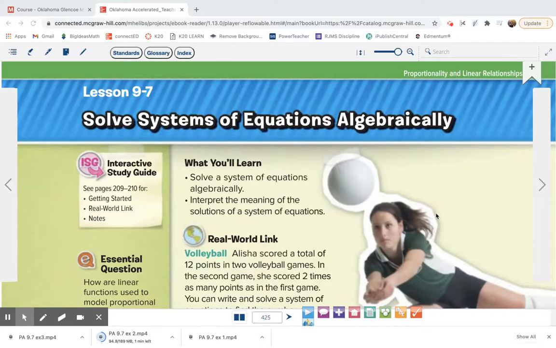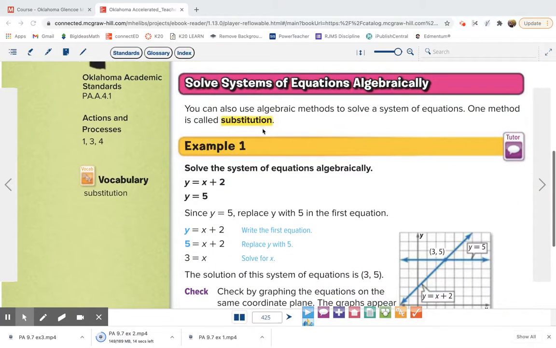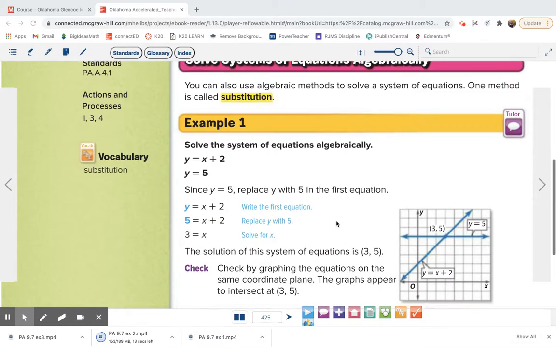Okay, this is lesson 9-7, solving systems of equations algebraically. In parentheses out beside that, I would write the word substitution, because it's easier for me to remember, so I think it'll be easier for you to think about substituting in. That's how we're going to solve. So solving systems of equations algebraically. Okay, so what we're using is substitution.